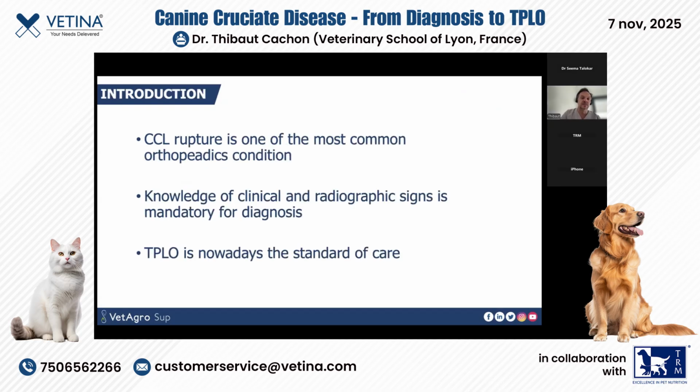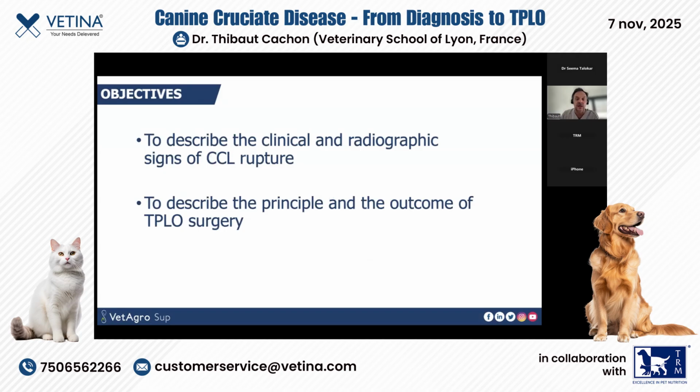As you know, CCL rupture is one of the most common orthopedic conditions in dogs. And of course, knowledge of clinical and radiographic signs is mandatory for diagnosis. At this time, TPLO is clearly the standard of care for the cruciate disease. So the purpose of the presentation, by following the story of Venus, a Rottweiler, is to describe the clinical and the radiographic signs of CCL rupture and to describe the principle and the outcome of TPLO surgery.